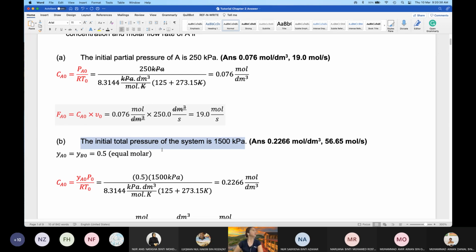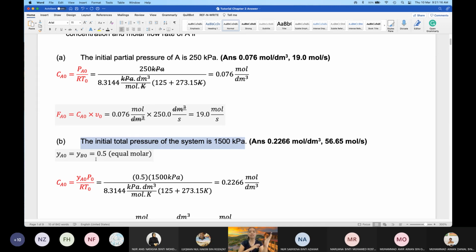That's why, as we learned before, and you learn this in CPP and in other courses, we can use the correlation of Raoult's law. So how do we use this correlation? Because Raoult's law says, if you want to know the pressure of A, it is equal to the mole fraction of A multiplied with the total pressure. So you get PA naught equal to YA naught multiplied with P naught. YA naught is the mole fraction of A initially.